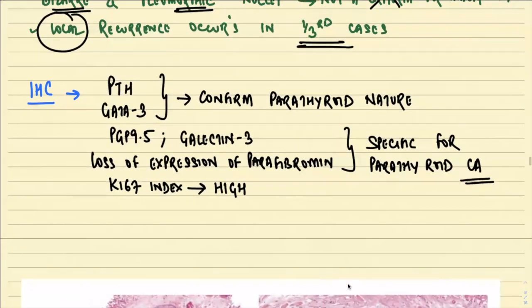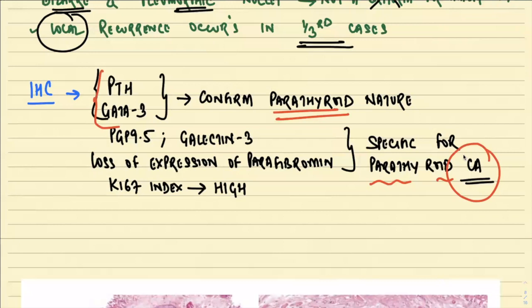Now, very importantly, whether it be a parathyroid adenoma or a parathyroid carcinoma, if I want to know the nature of a particular tumor, then we have to go for parathormone and GATA3. So both parathormone and GATA3 will confirm the parathyroid nature of the tumor. Very, very important.